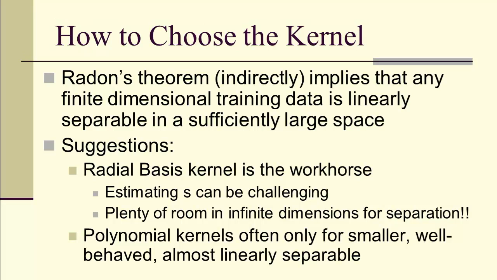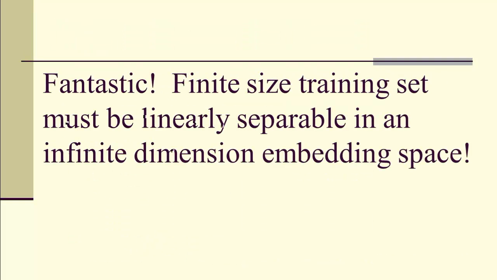So in general, I would suggest always starting with a radial basis kernel, because there you don't have to worry about if your polynomial is too small or something like that. There's plenty of room in infinite dimensions to put everything you need to put in. So I would only go to a polynomial kernel if you have a small, well-behaved, practically linearly separable problem. So notice that I said finite size training sets have to be linearly separable in an infinite dimensional embedding space.